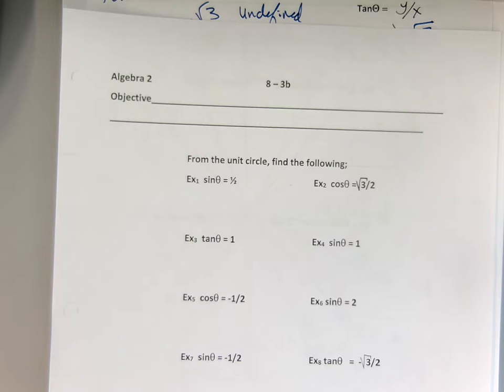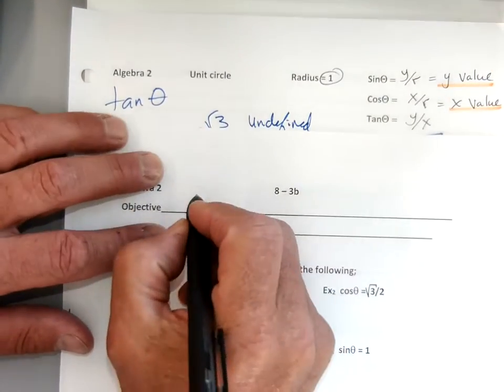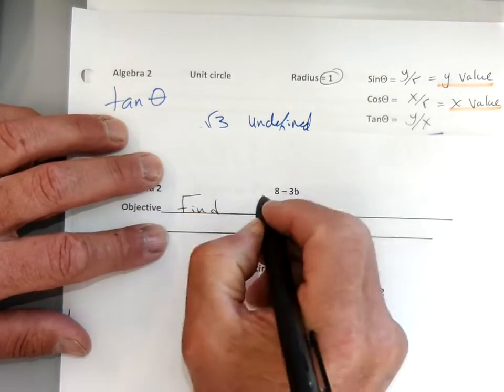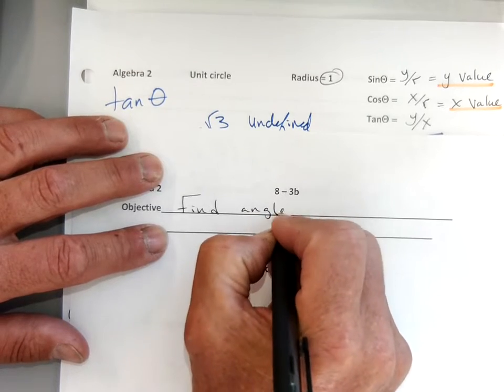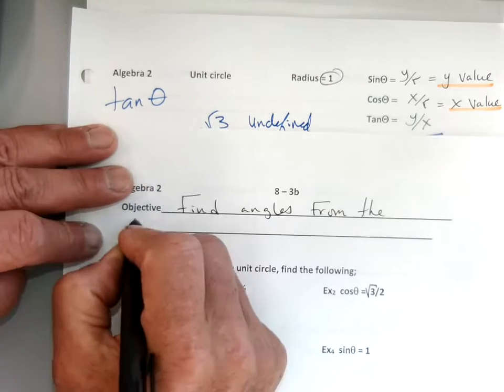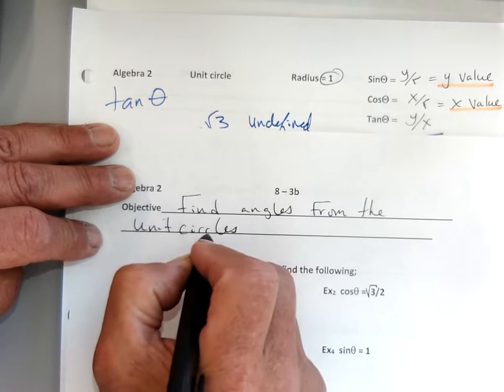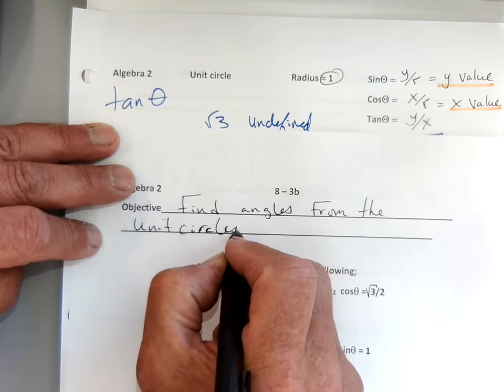Live? We're on. Okay, so today, let's take a look at, first of all, objectives. We want to be able to find angles from the unit circle, because that's all about the unit circle. Got this unit circle. There we go.